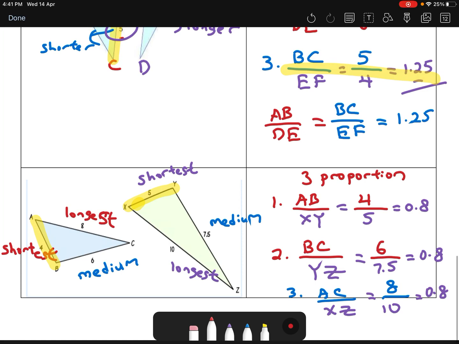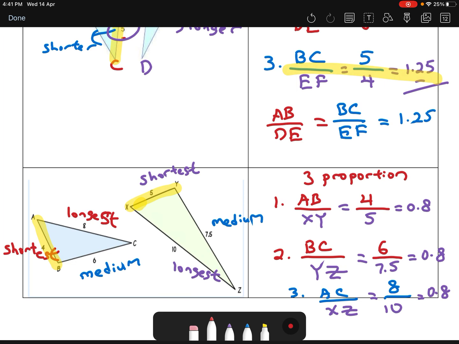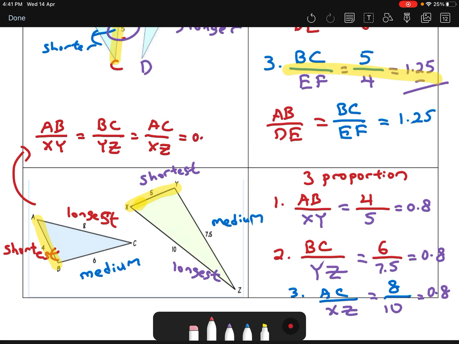I should write down my test. Maybe I write here: AB over XY equals BC over YZ equals AC over XZ. You just write down the proportion, 0.8. So in this case, we have proven that the two triangles are similar.